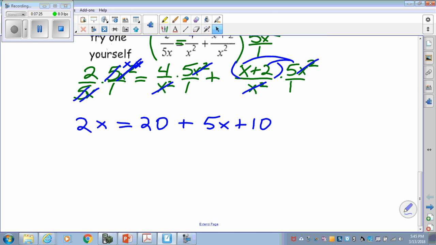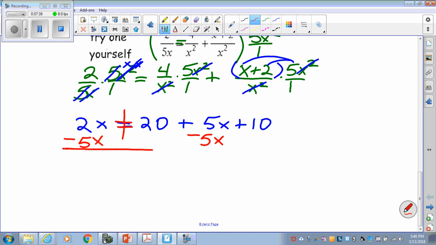Alright? And again, here's my equal sign, so these are on different sides, so I can't combine the x's. It's not 7x. I have to subtract these guys. I'm going to subtract these guys over here. So 2 minus 5 is negative 3x equals, that went away, right? And then now I have 20 plus 10 is 30.